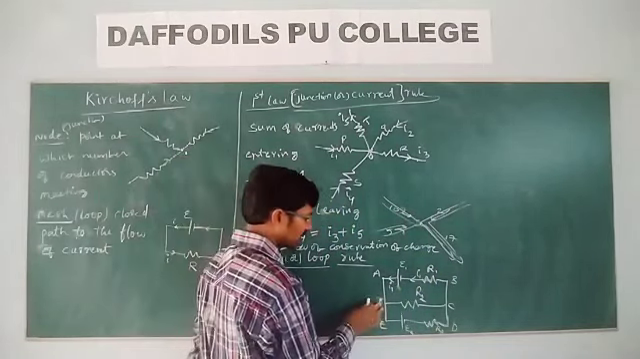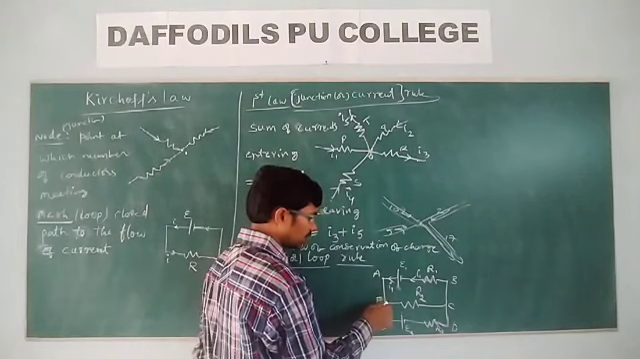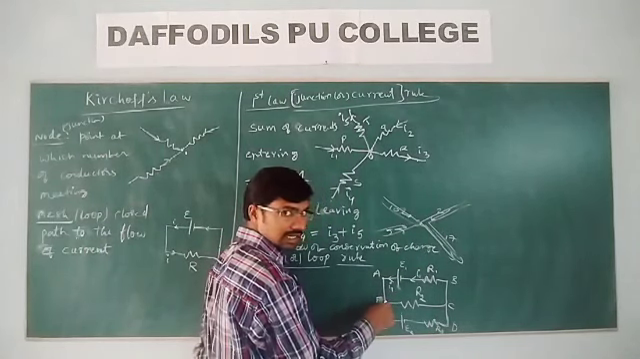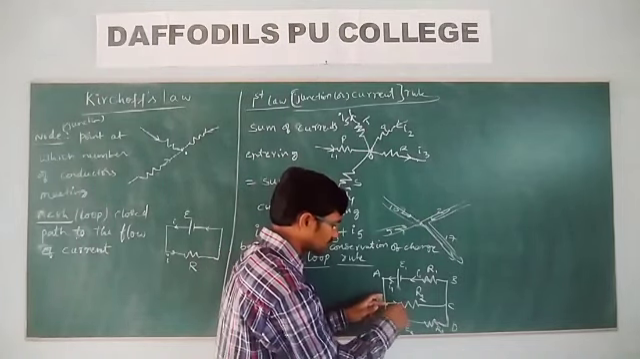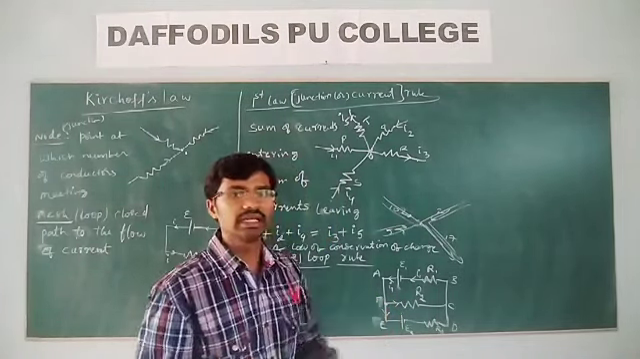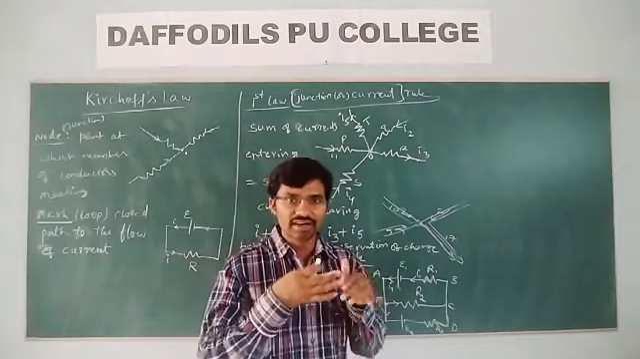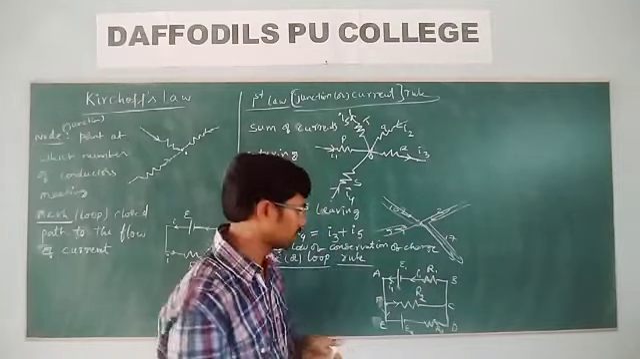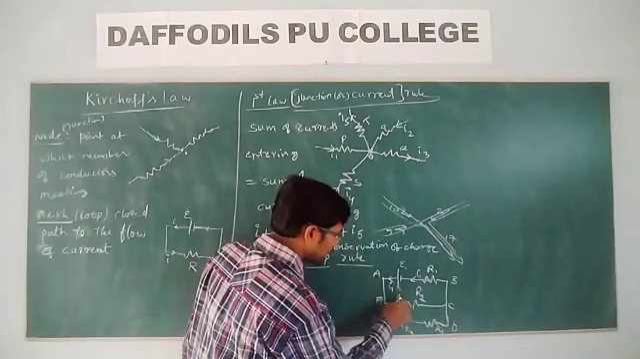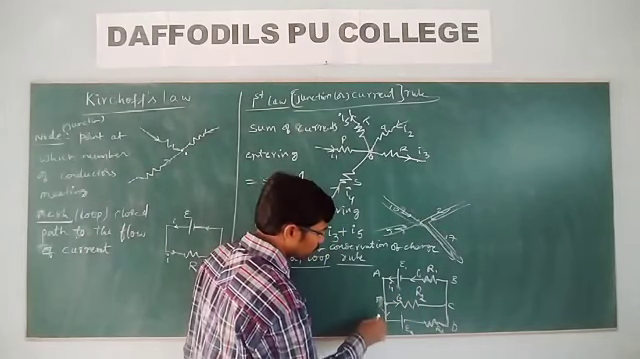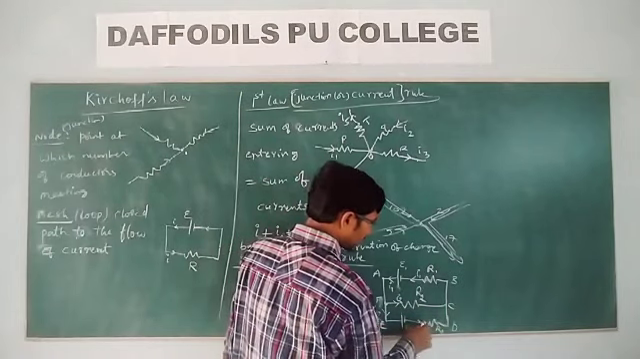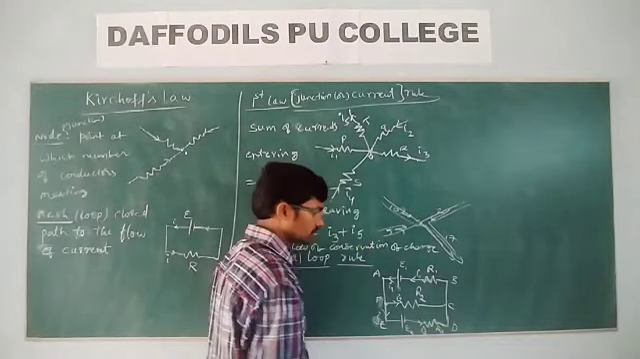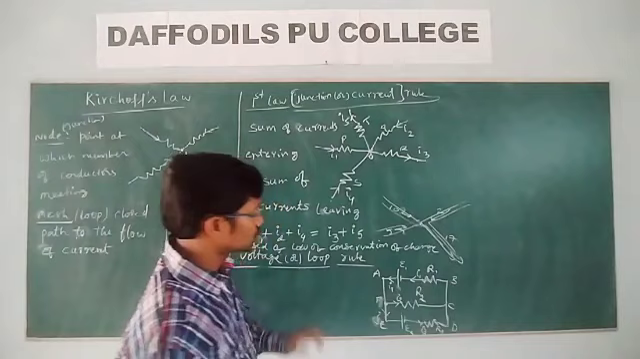Whenever the current I1 leaves this cell, it enters at this point, but you can observe that there are two paths here, so there is a possibility to divide the current in two ways. Let the current around this path be I2 and the current flowing through this one be I3. Through this cell, the current is I3.